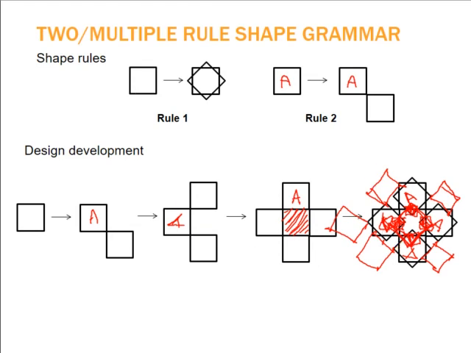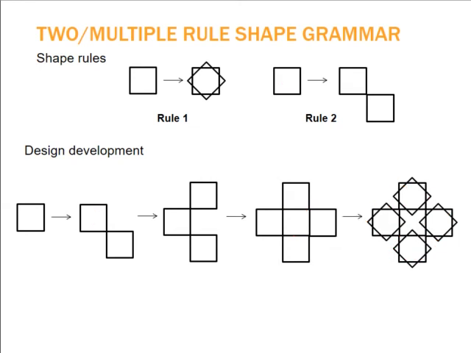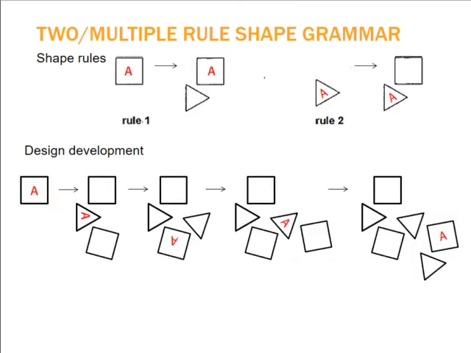Okay, another example of shape grammar, 2 rules shape grammar. So this time I use different shapes. Okay, so the first one is a square, and then the second shape is an equilateral triangle. I like to use the equilateral triangle because it doesn't matter how you look at it from different orientations, you will still get the same object. So you can apply the rules differently.